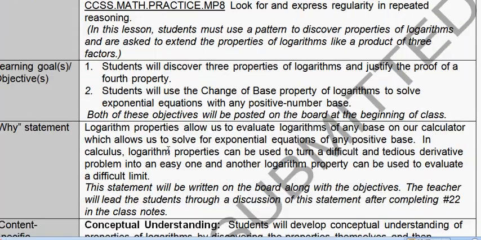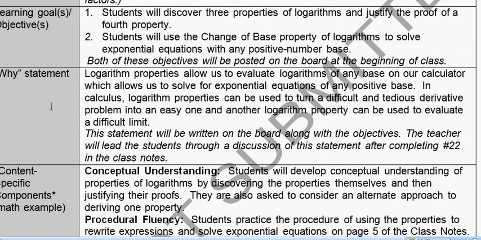Here's a second lesson, and I just wanted to give you another example. This lesson would be on logarithm properties. So a why statement for this one would be that logarithm properties allow us to evaluate logarithms of any base on our calculator, which allows us to solve exponential equations of any positive base. And then there's a connection to future learning here: in calculus, logarithm properties can be used to turn a difficult and tedious derivative problem into an easy one, and another logarithm property could be used to evaluate a difficult limit.